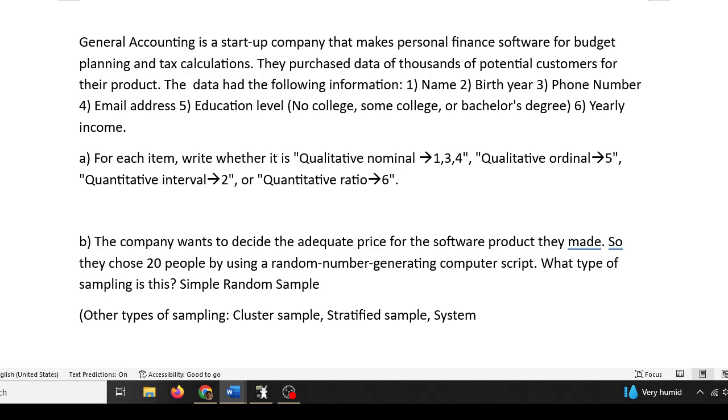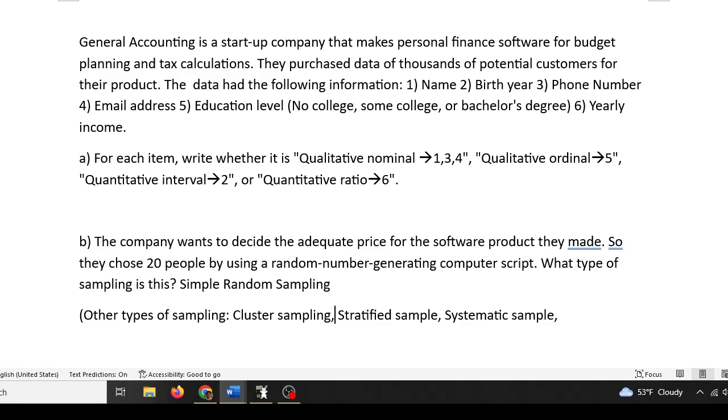Systematic sample would be if the company takes the phone list and calls every 100th person, and somehow that gives you 20 people. That would be systematic sampling.